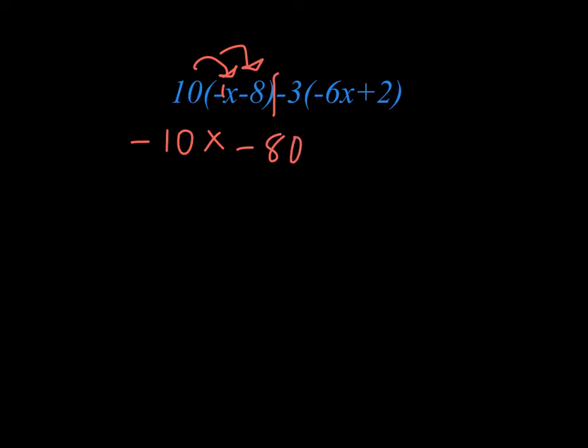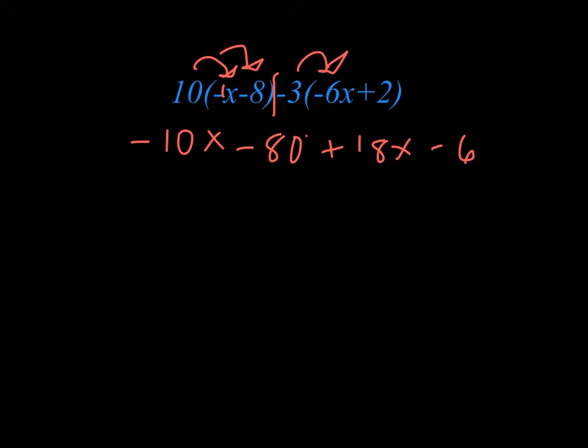It's really important in this next step that you distribute this as a negative 3 and not a positive 3, just bringing down the negative sign. So you're going to say negative 3 times negative 6x, which is going to give me positive 18x. And negative 3 times a positive 2 is going to give me a negative 6. So again, make sure you're taking the signs in front of the numbers with that number.